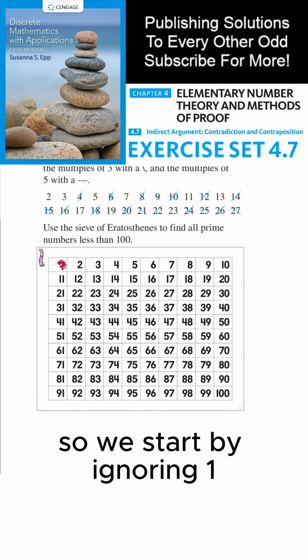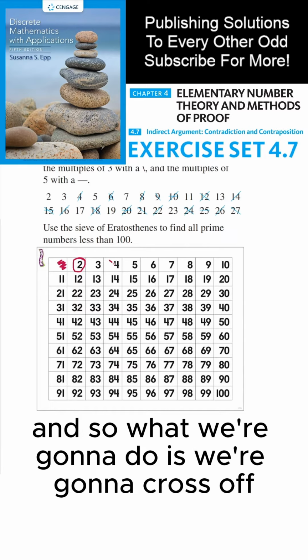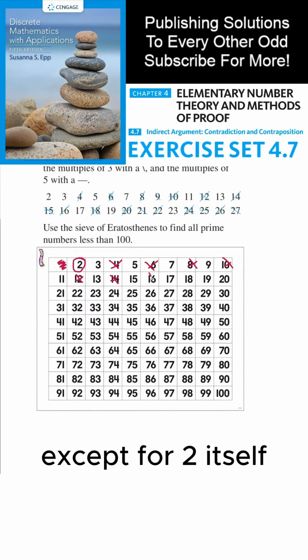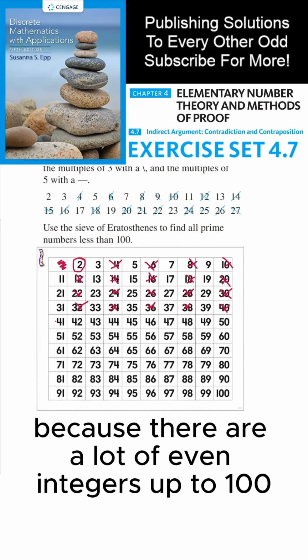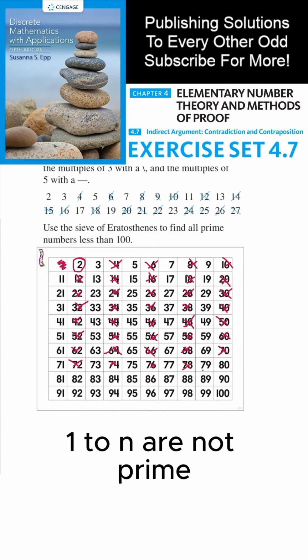So we start by ignoring 1. The first prime number is 2. And so what we're going to do is cross off every single integer in this list that's divisible by 2, except for 2 itself. This part of the sieve is the slowest part because there are a lot of even integers up to 100. And this kind of shows that most integers in lists from 1 to n are not prime.